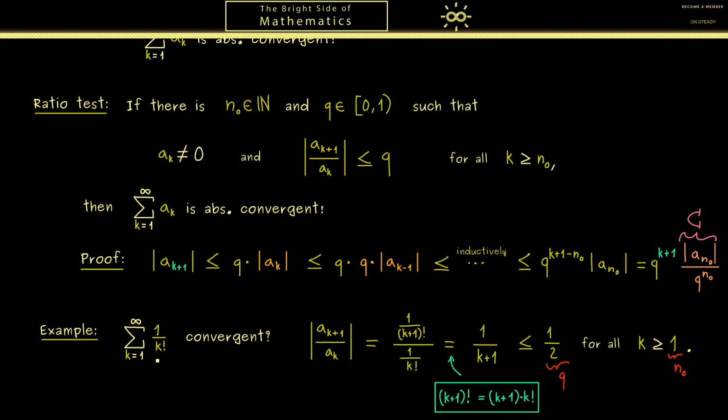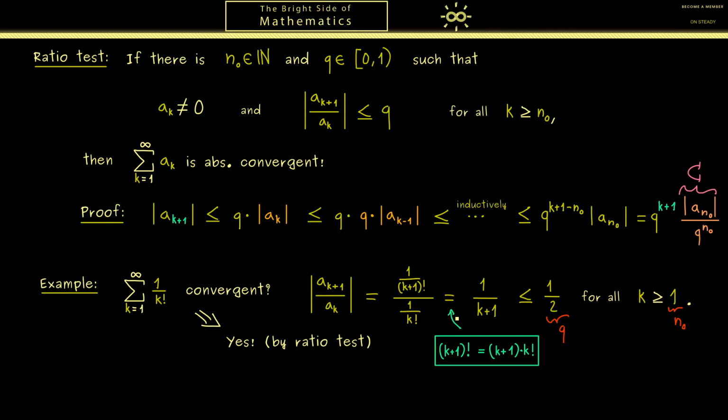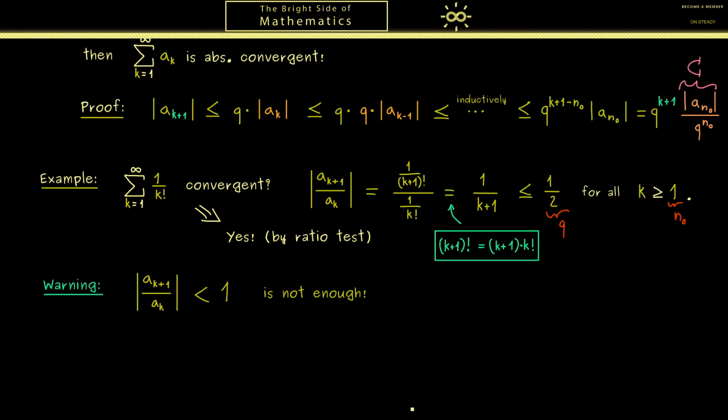The series is convergent. Now, before we go to the next test, I should warn you that you really should be careful in your calculations. If you just show that this fraction is strictly less than 1, this is not enough. Of course, it looks similar to the inequality we want, but please note it's not the same. And also, you already know a good example for this. Namely the harmonic series, which is divergent. Okay, with this in mind, let's go to another important test, the root test.